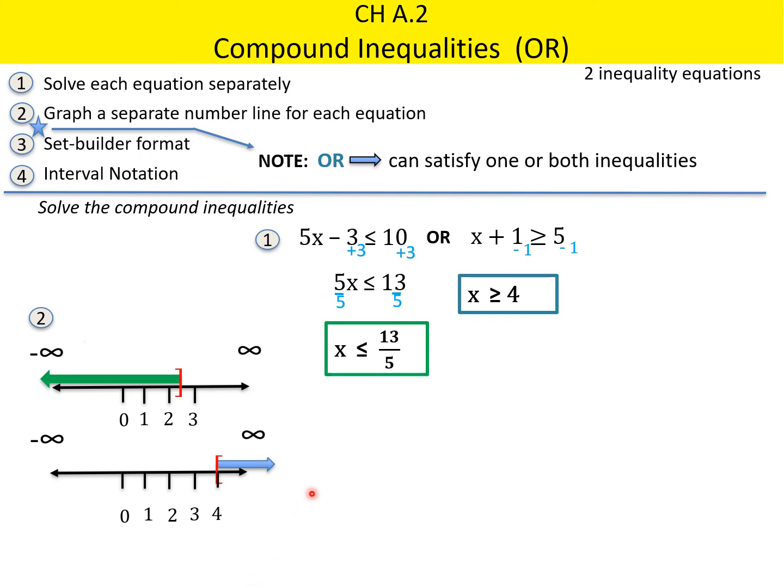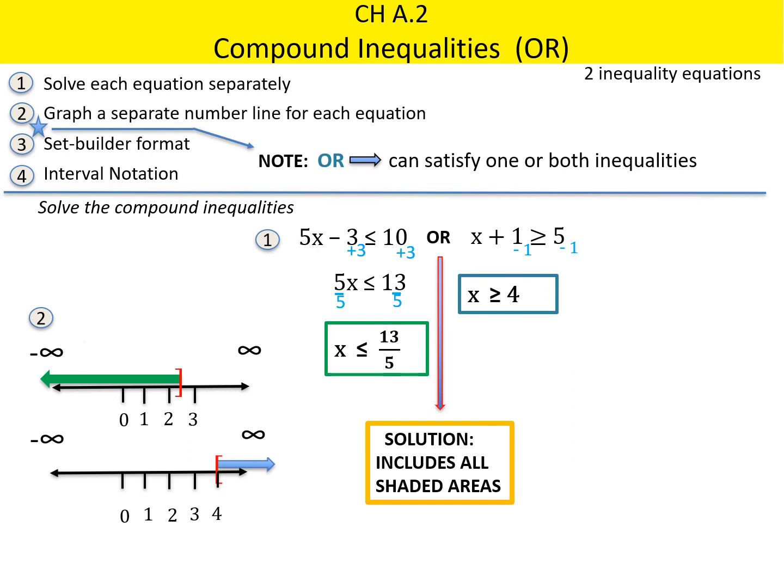Now, since we're doing the OR situation, we have to understand that our answer can be in the first shaded area, or it could be in the second shaded area. So therefore, our answer actually includes all the shaded areas that you see. Now that means that both of our solutions is the answer.